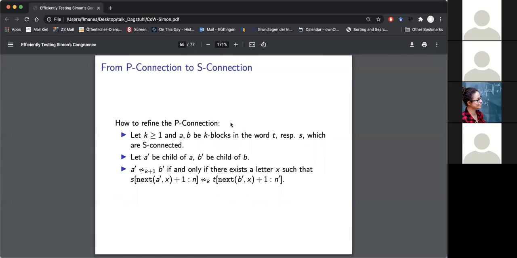And here we defined a relatively easy way to define it. We defined a property which tells us when 2 nodes can be split. So 2 nodes are not equivalent on level k plus 1 if and only if there exists a letter such that, starting exactly after the first occurrence of that letter in S and in T, we obtain 2 suffixes which are not equivalent on the previous level.